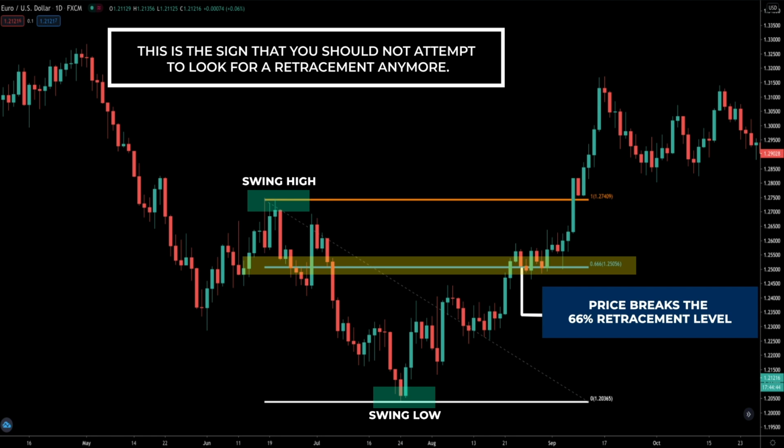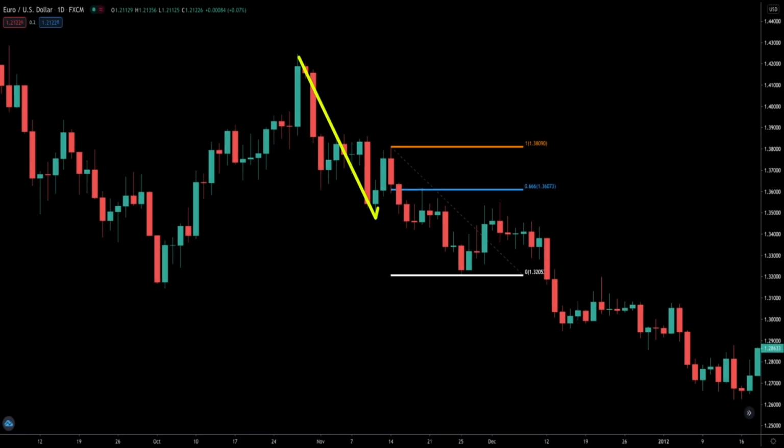Now that you understand when you shouldn't be trading a retracement, let me show you the opposite, a scenario where you should be trading a retracement. So right here, we see that price is in a downtrend and price retraces. Now to determine if this is a retracement or reversal, we pull out the Fibonacci retracement tool and connect it from swing high to swing low.